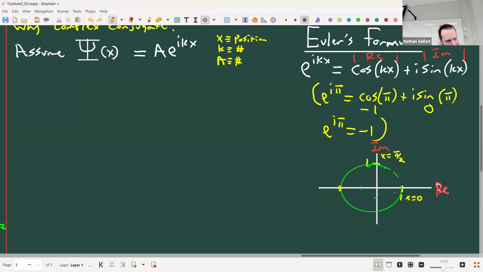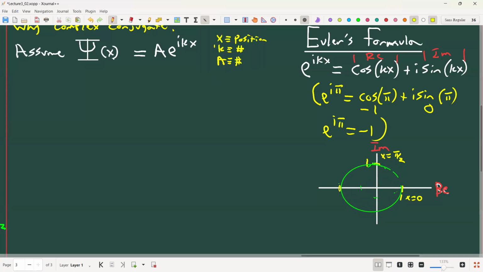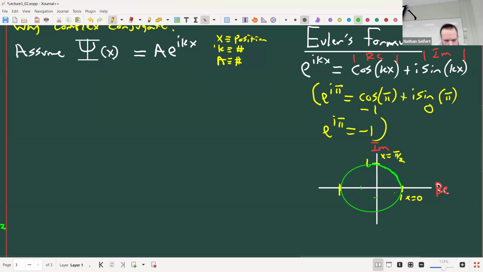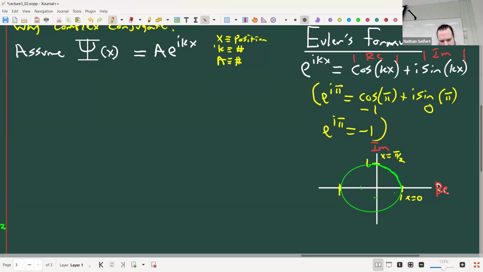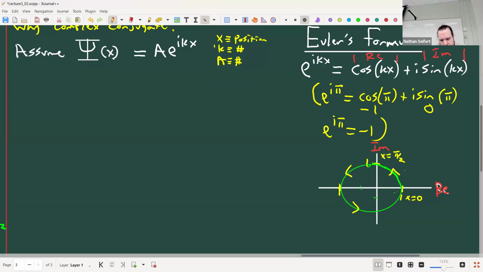All right, so e to the ix is just circular motion. It goes like this, in the counterclockwise direction. So this is e to the ix. When we have something that looks like e to the i, think of something moving in a circle.